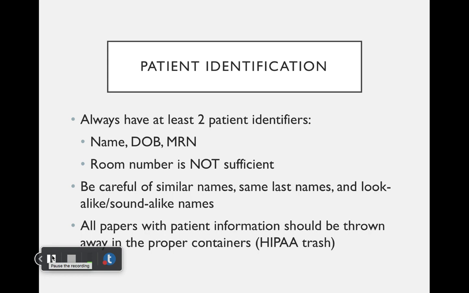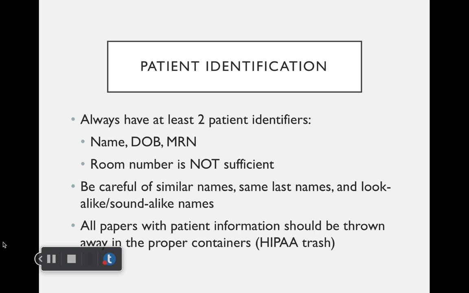So you can't just call the floor and say, hey, bed 12, we need to add vanc. I will say that happens a lot more often than it should. But really, if you think about it, patients are moving around all the time, and that's a good way to get yourself in trouble as far as errors go. Also, be careful of similar names or names that look or sound alike. So there could be two Miss Joneses, two Mr. Smiths. That's actually a lot more common than you would think. Or spouses sometimes end up in the hospital at the same time. So it's just really something to keep in mind.